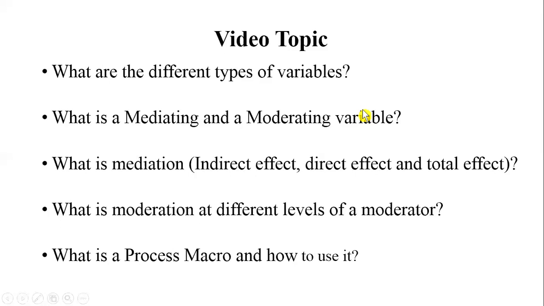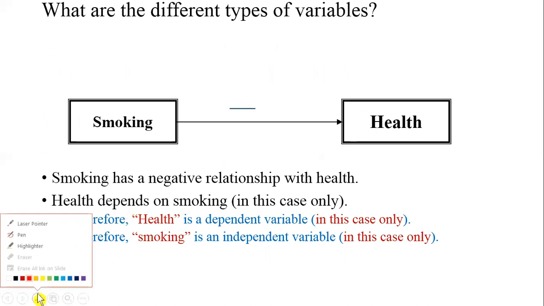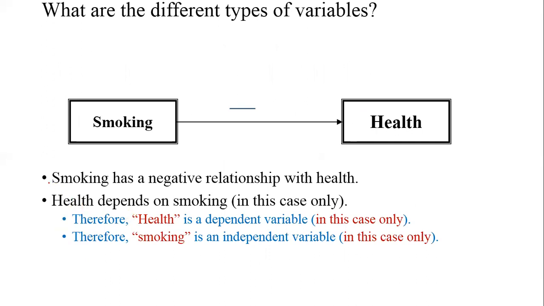Let's learn about the different types of variables. Just to start with, let's go with one of the examples. Suppose we take this example: smoking has a negative relationship with health. Now, what we are doing is describing a theory, which means a relationship between two variables.